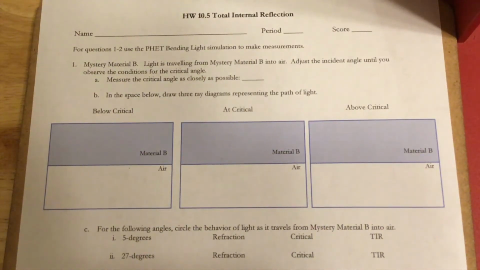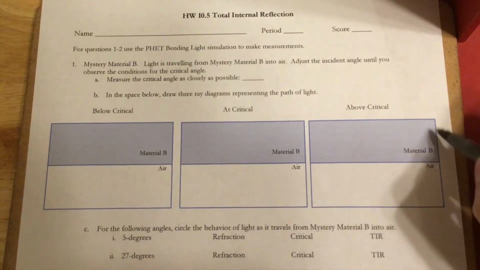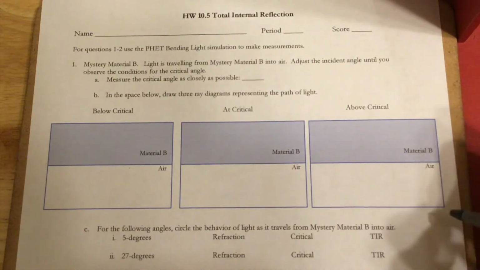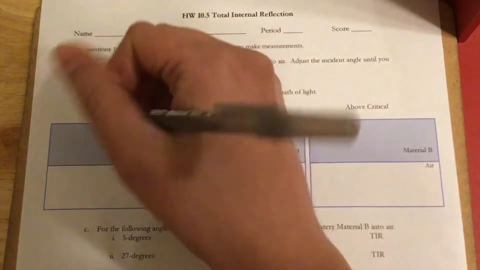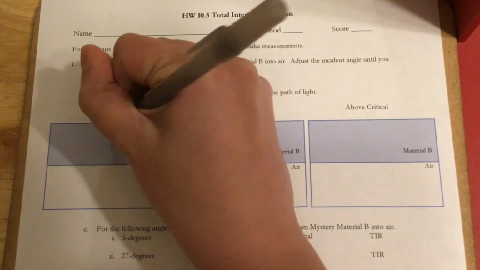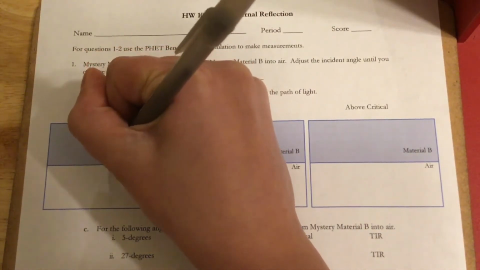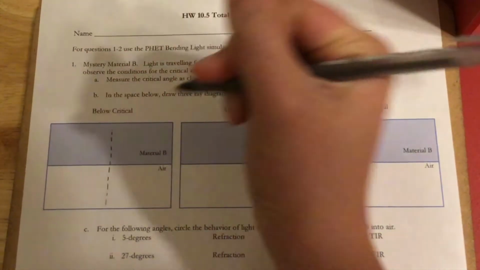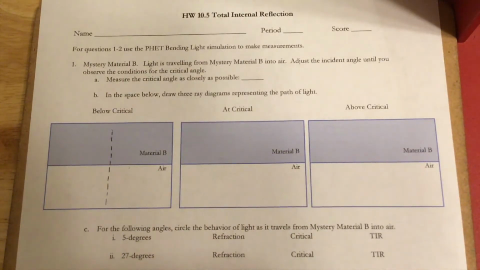Okay, for homework 10.5, we're opening up the PhET bending light simulation. Material B becomes your top material, and air becomes your bottom material. In this case, I'm adjusting the incident angle. That would be the angle that your ray of light makes with the normal line, and I'm going to adjust it until I see the critical angle.